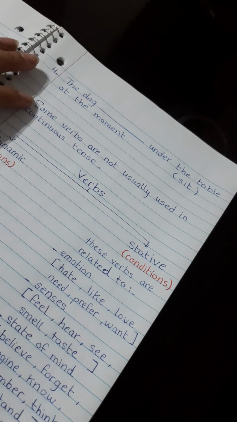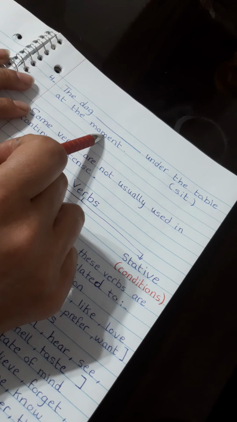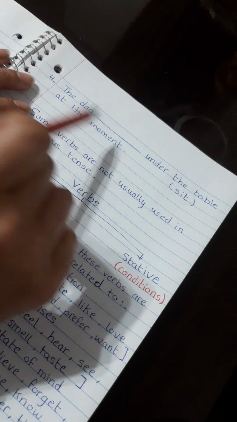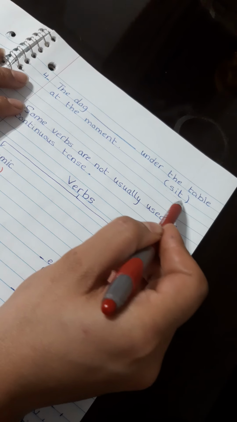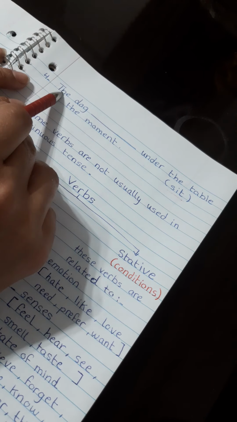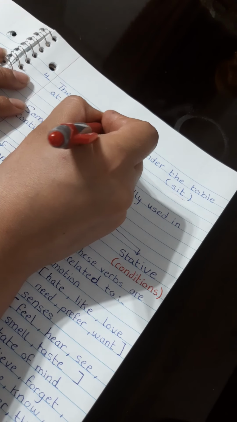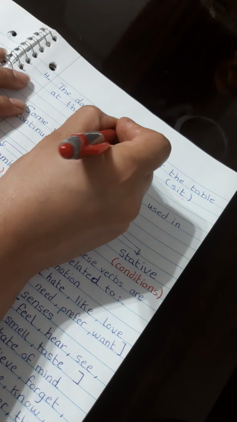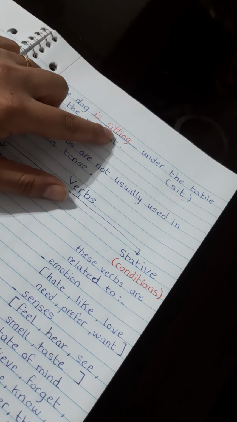Here, the last sentence. The dog under the table at the moment. At the moment. So it is a present continuous tense. Okay. Notice the verb sit. The dog is am, are. The dog is a singular noun, so we can use is. Is sitting. Notice that we doubled the last letter because we have CVC, consonant, vowel, consonant.